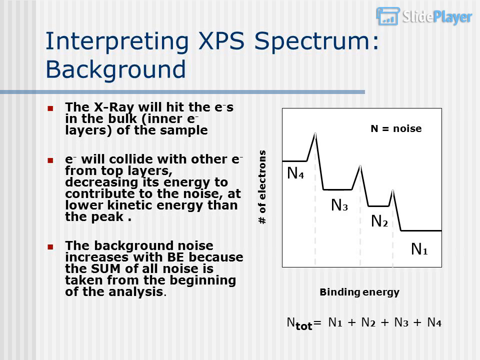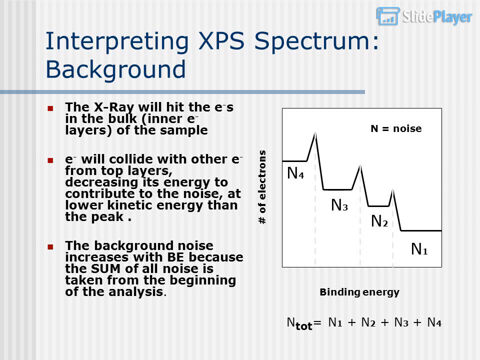Interpreting XPS spectrum, background. The X-ray will hit the electrons in the bulk, inner layers, of the sample. The electron will collide with other electrons from top layers, decreasing its energy to contribute to the noise, at lower kinetic energy than the peak. The background noise increases with B because the sum of all noise is taken from the beginning of the analysis.